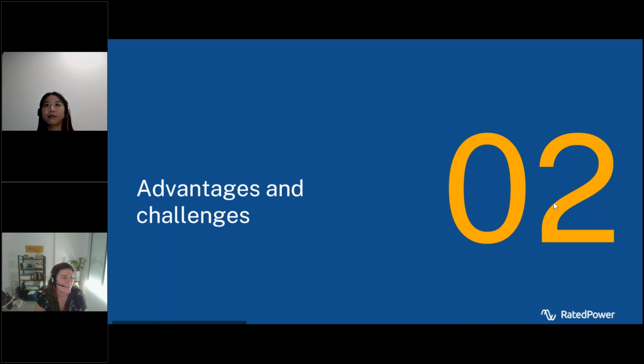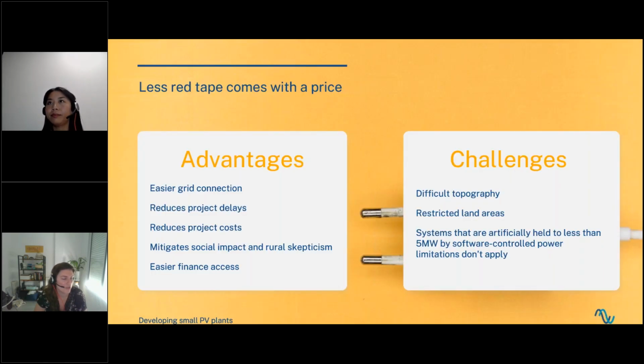Okay. Let's talk now about advantages and challenges. Just really quickly, and quite basic, right? The advantages that we can see of these smaller plants is, of course, the easier grid connection, which will reduce project delays and costs. Also, smaller plants mitigate the social impacts and rural skepticism, something that we've seen growing. And in the end, all of this will provide easier finance access.